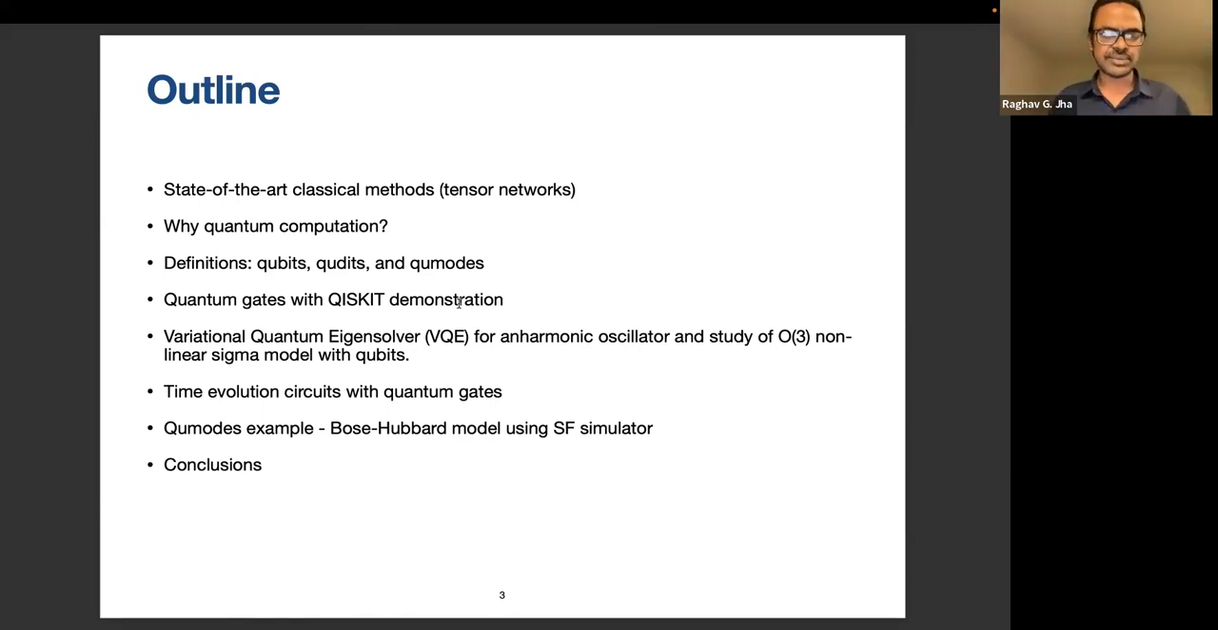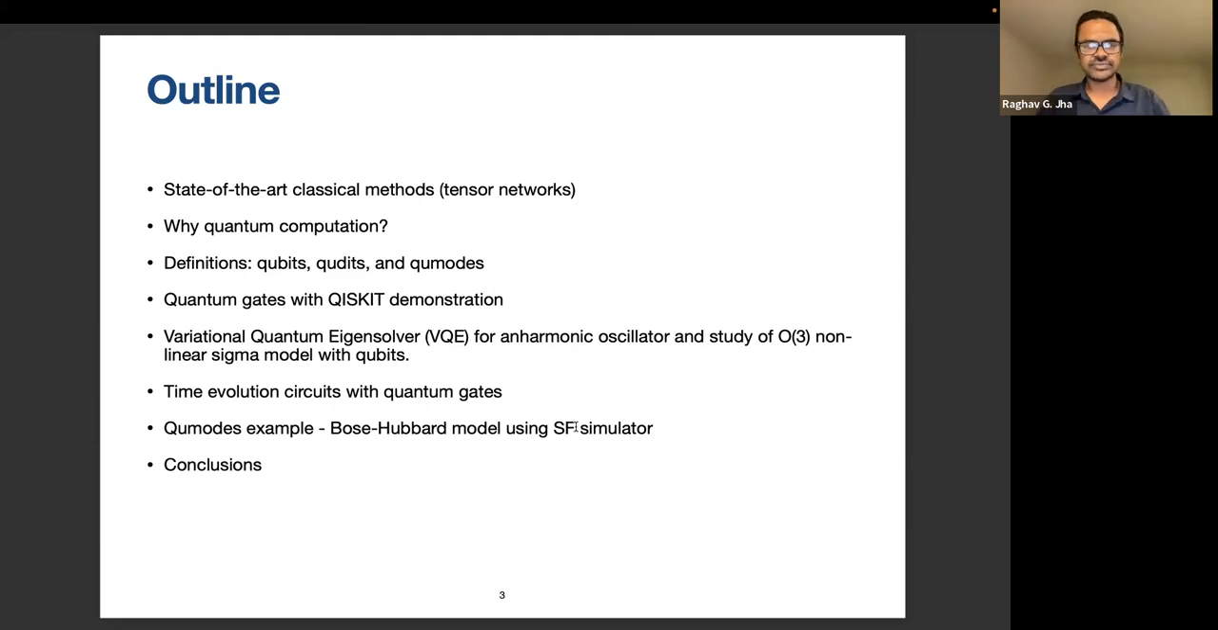And then I'll introduce something which I have been recently working on, which is the q-modes aspect, the continuous variable approach to quantum computing. I'll show you some work which was done by other groups on the Bose-Hubbard model using SF simulators. The SF simulator is the Strawberry Fields simulator. It is developed by a Canadian company, Xanadu.